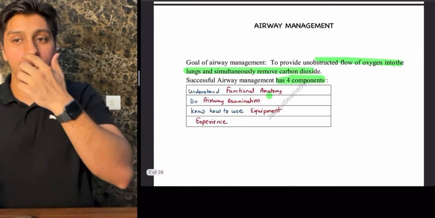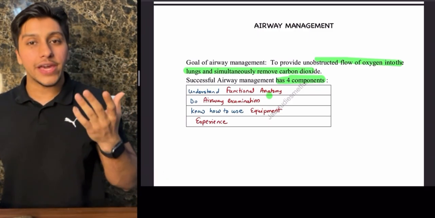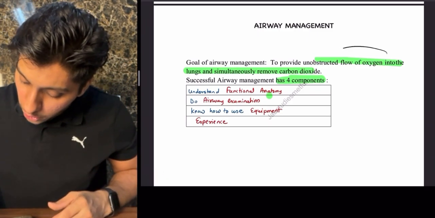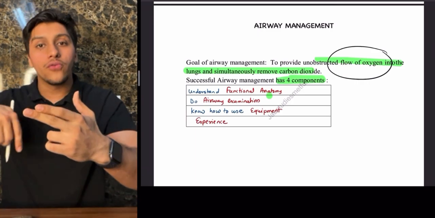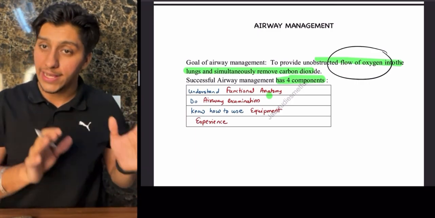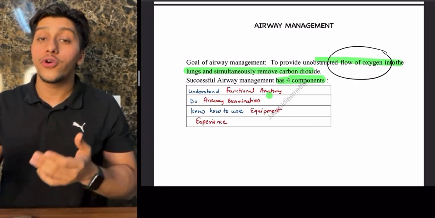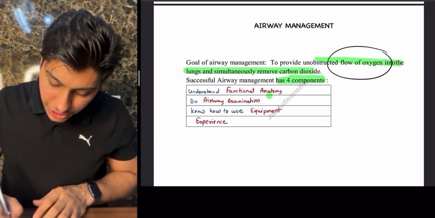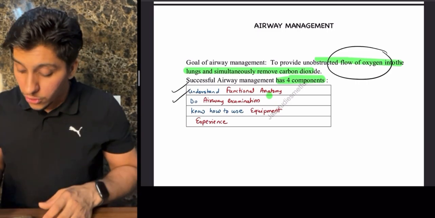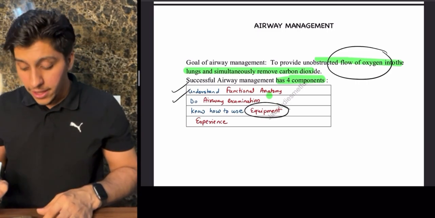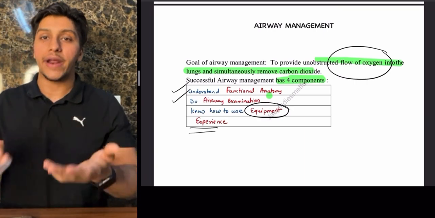Next guys, let's talk about airway management. Now what is the purpose of airway management? So that we can get a good proper flow of oxygen into the lungs, and simultaneously we can remove carbon dioxide to avoid metabolic acidosis. What do we need to know before doing airway management? You need to know the functional anatomy. You need to know how to do the examination. You also need to know how to use the equipment at the time of danger, and you have to get used to the practice.